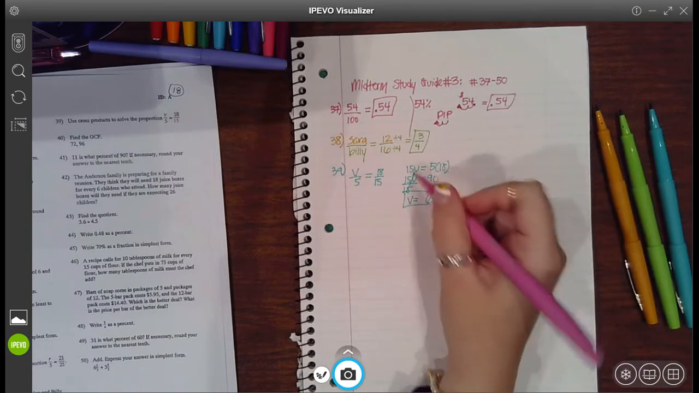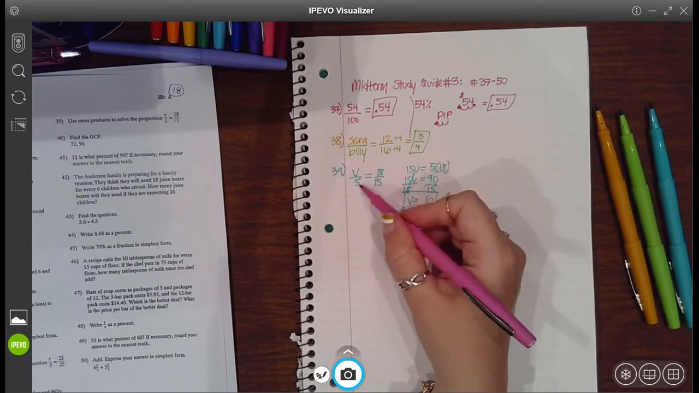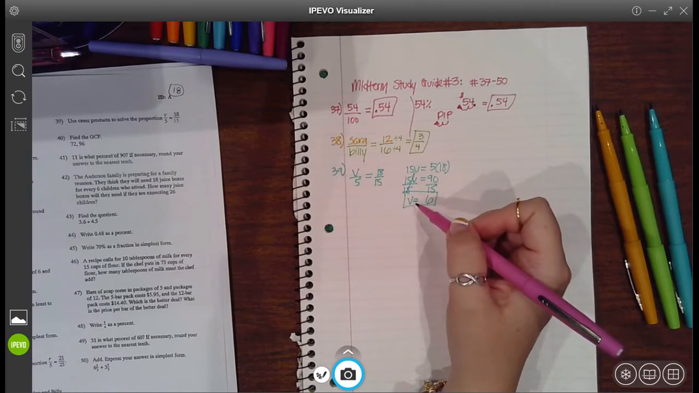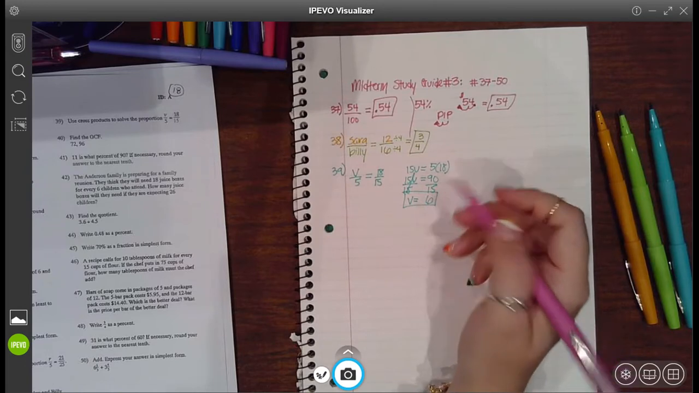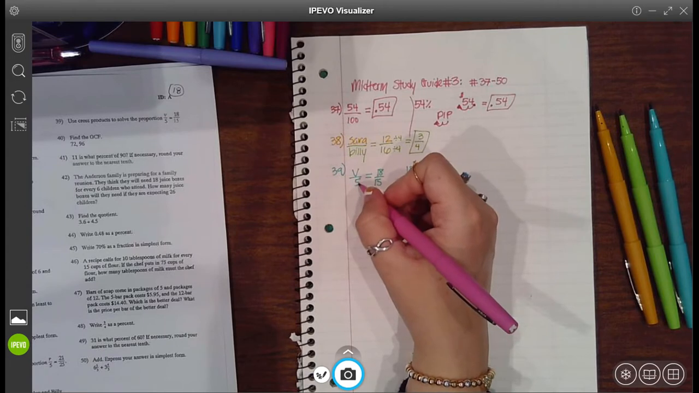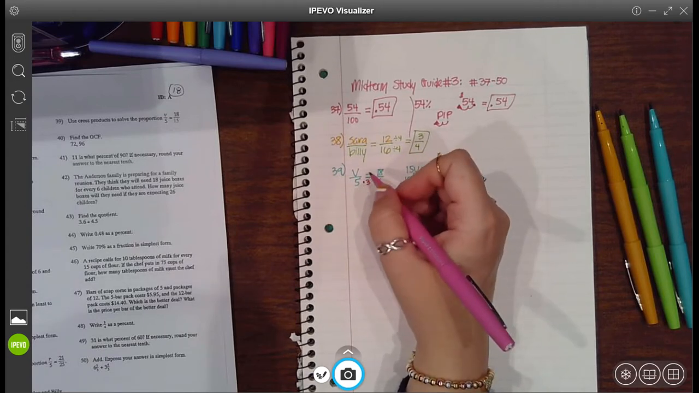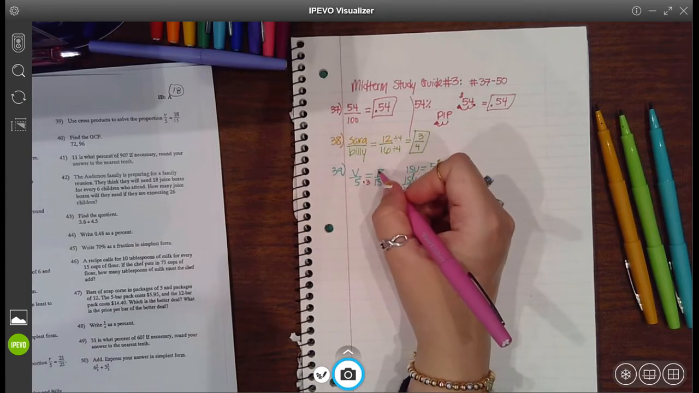Now I could have done this one with a shortcut. This way always works. Set the cross products equal to each other. So this times this equals this times this, and solve for the variable. That way always works. Sometimes you can do the shortcut. Can you multiply 5 times something to get 15? Yeah, 3. So then you would do something times 3 to get 18.